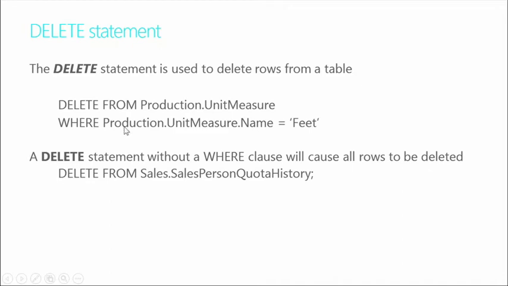All right, delete statement. Delete from the table where production.unitmeasure.name equals feet. Again, if I did a delete from without a where clause, what did I just do? Deleted everything in the table. Wrong. I toasted everything in the table, because I want to use the toast command. But yes, you're right. I deleted everything in the table.